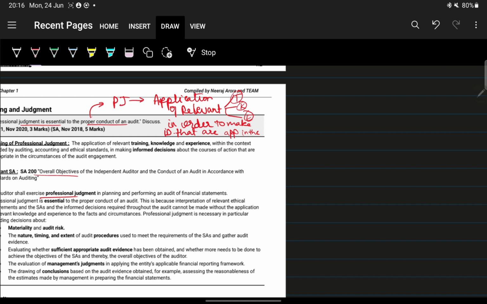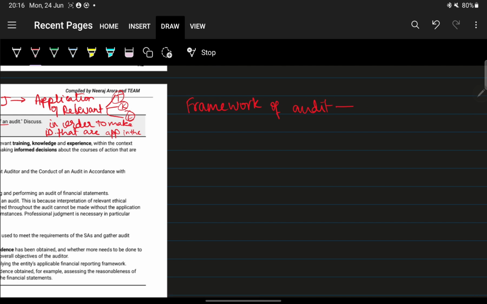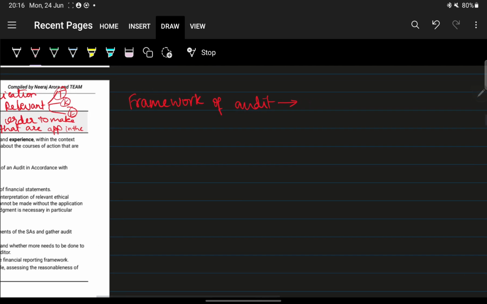So basically, whatever topics that you will learn in audit, you will have to tell that the professional judgment is applicable there. Okay, or rather you can use the framework of an audit, you can use this to write wherein all professional judgment is used. Okay, except for engagement, right? Except for engagement, everywhere it is used. So firstly it was engagement, we'll just ignore that.